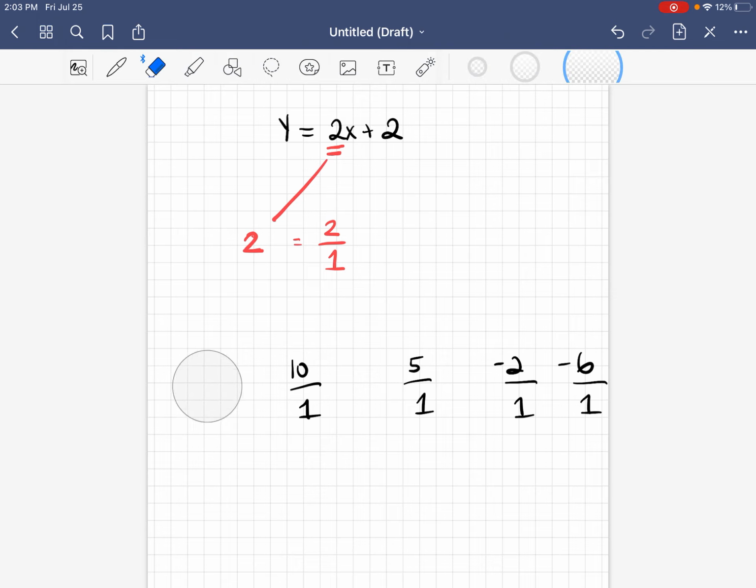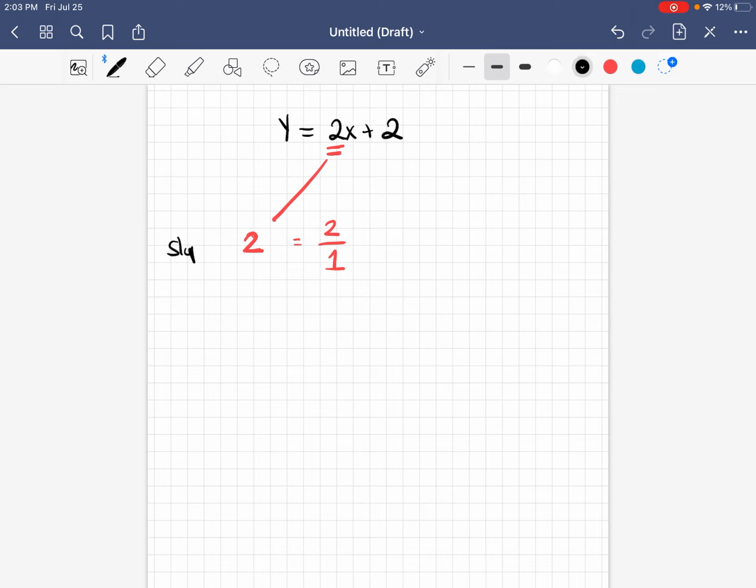So again, we're going to go back to the equation. y is equal to 2x plus 2. 2 is the slope. The slope is 2. But I encourage you to now write it as a fraction. So if you're taking notes, write it as a fraction. And I'm going to show you why this is super helpful.